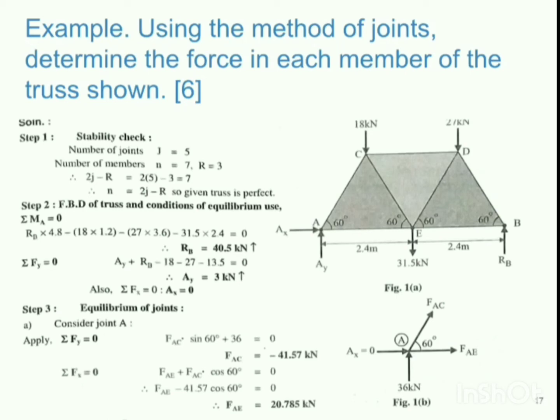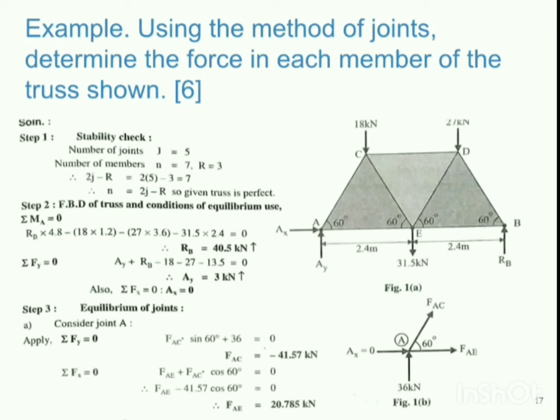Now, this figure is the free body diagram. That is a part of solution. I have directly drawn the free body diagram. Over here you can see we have isolated the truss from its surrounding and we have shown the reaction components instead of the supports. So the first step is to check the stability.